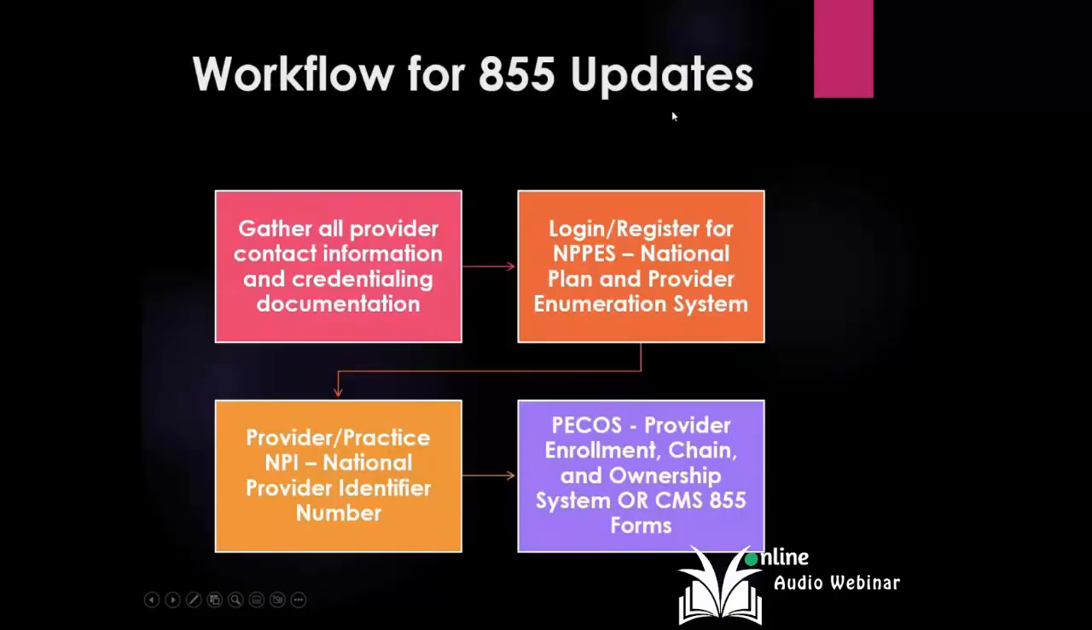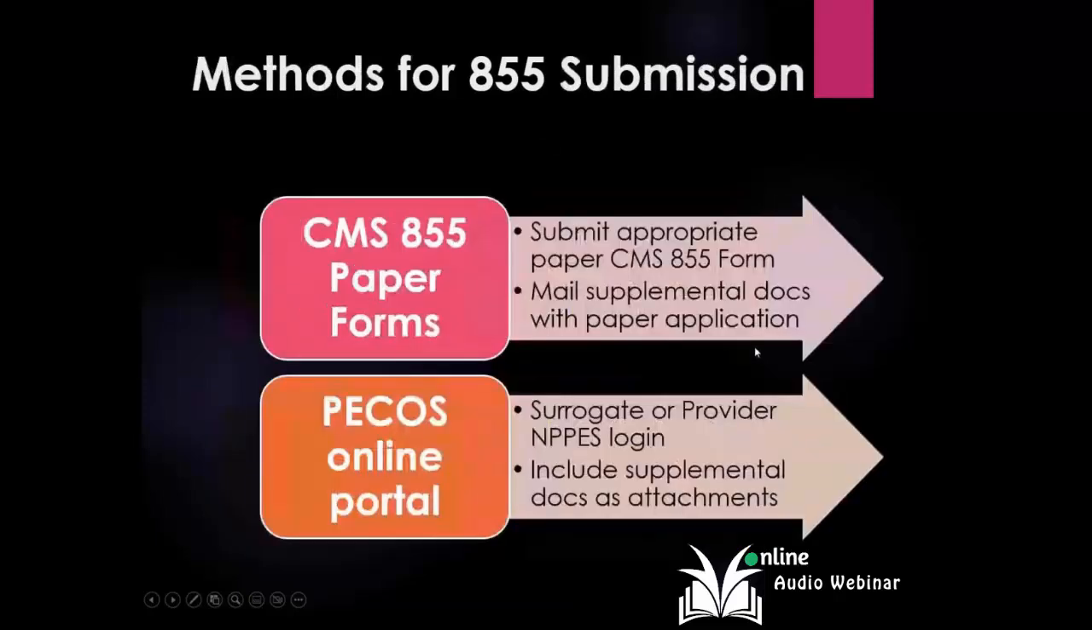So when you're actually completing these forms, you need to have quite a bit of stuff done before you start that process. You'll need to have all of your provider contact information. Obviously, you'll need to have dates of birth. You'll need to have social security numbers. There are 2 methods for completing this. You can do it through the paper forms, or you can do it through PECOS, the online portal.